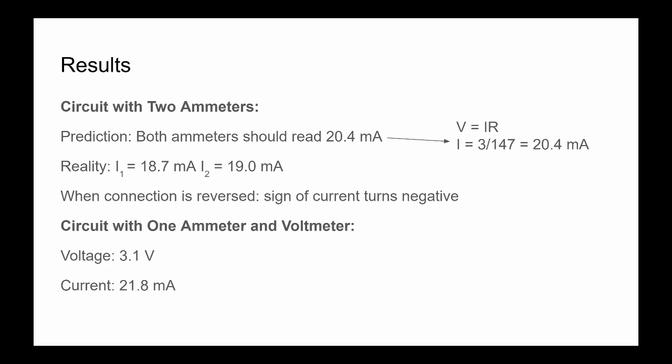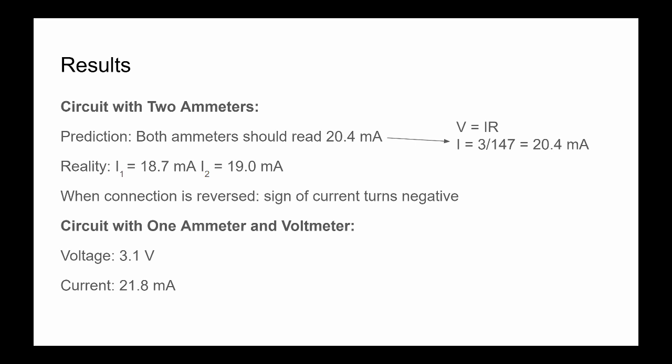So for the results, in the circuit with 2 ammeters, the prediction would be that both would read 20.4 milliamps based on Ohm's law, as the voltage is 3 and the resistance is 147 when combined because they're in series. So the current would be 20.4 milliamps. But in reality, the first one was 18.7 milliamps and the second one was 19.0 milliamps. And when the connection was reversed, the sign of the current turns negative.